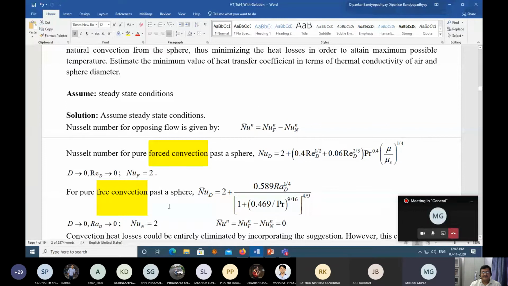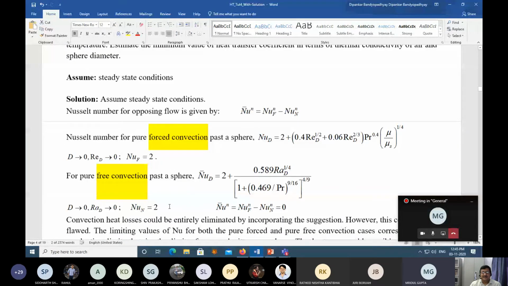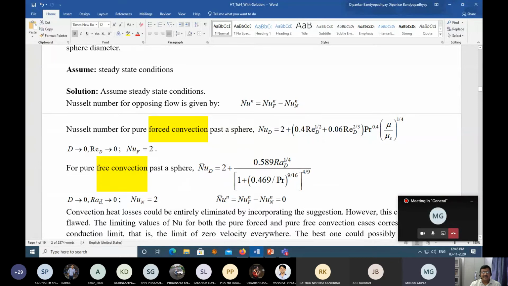So what will be my Nusselt number for forced convection? It will be 2. Right? And what will be for free convection? Here also D tends to 0, so the Rayleigh number will be 0. So that will also be 2. So then what will be my effective Nusselt number?